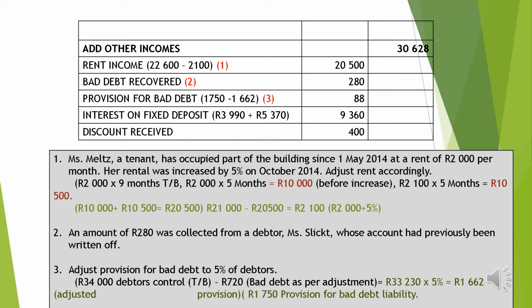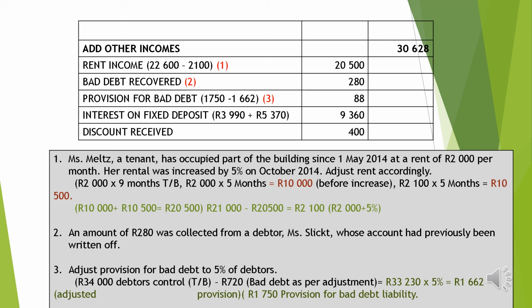So 3,990 is what we have received. It's your cash basis. But 5,370 is your accrual basis, what we expect to receive. And we are going to add this amount, 5,370, then also record it in your statement of financial position as accrued income or income receivables under your current assets. Then the amount of discount received is given as it is, and there is no adjustment with regards to it. So the amount will be 400 Rand.